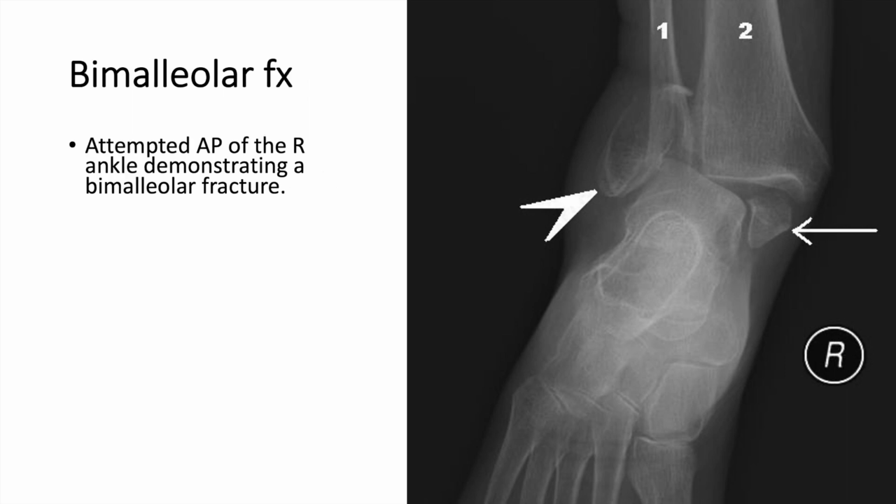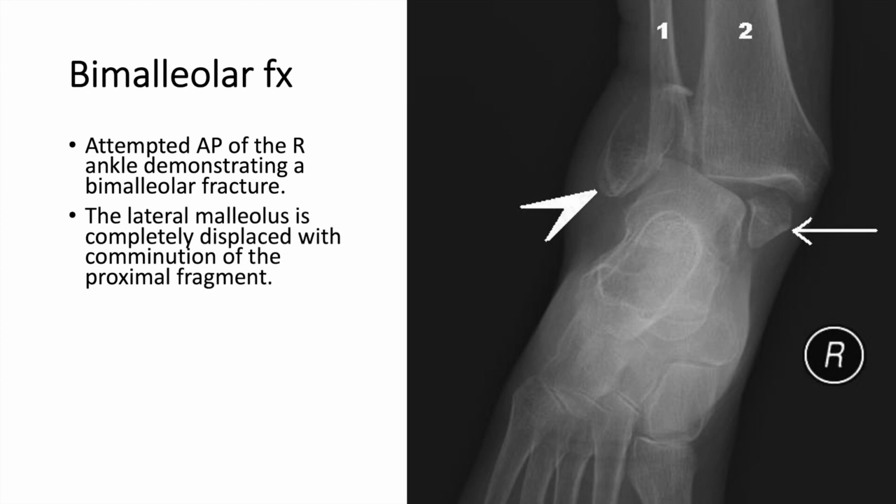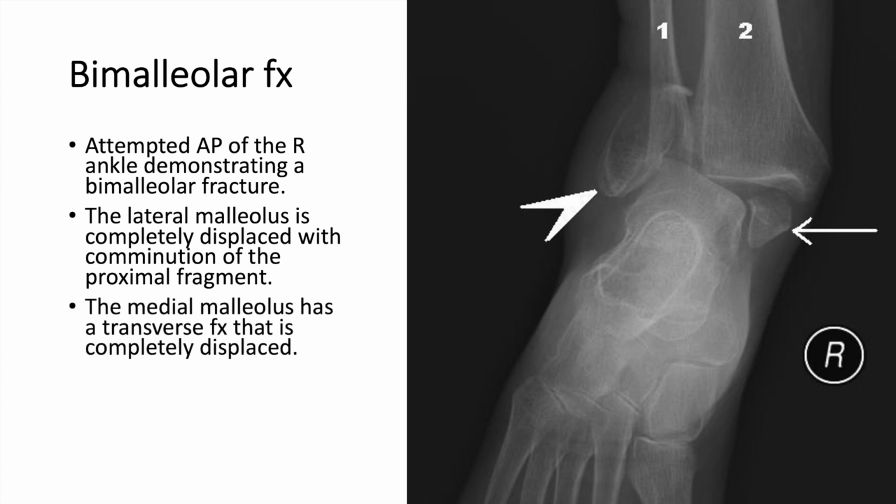All right, this is a bimalleolar fracture. And you can say again, attempted AP of the right ankle demonstrating a bimalleolar fracture. So it's bimal, right? So you can see here that there's a medial and lateral mal. So when you have these types of fractures, go mal by mal, saying what you see. Okay, so first we'll say the lateral malleolus is completely displaced with comminution of the proximal fragment. Then we'll say the medial malleolus has a transverse fracture that is completely displaced.